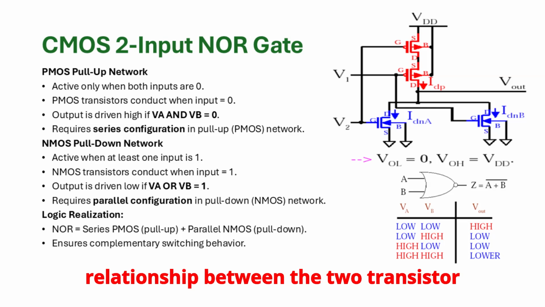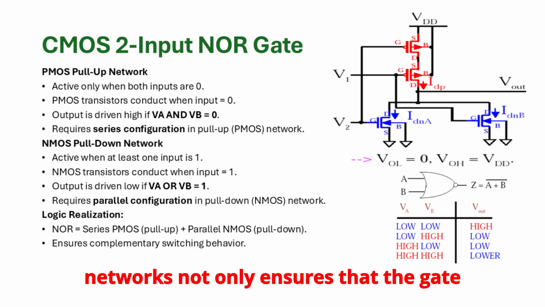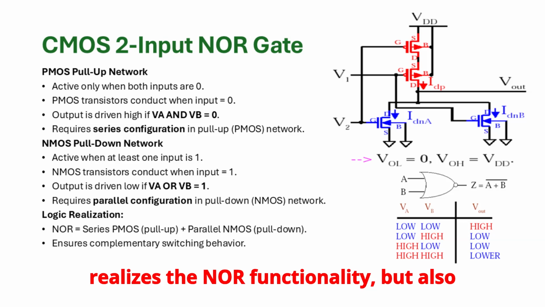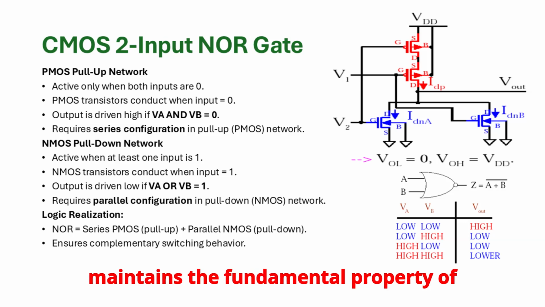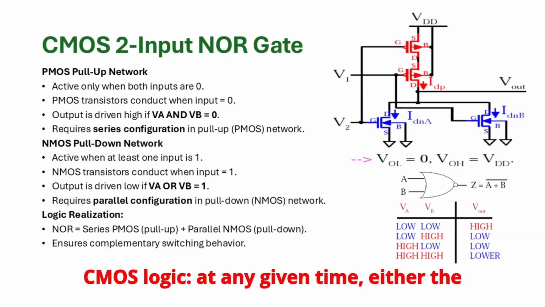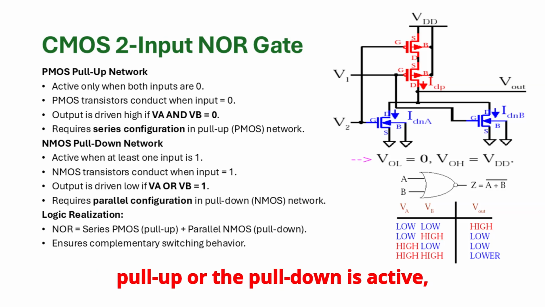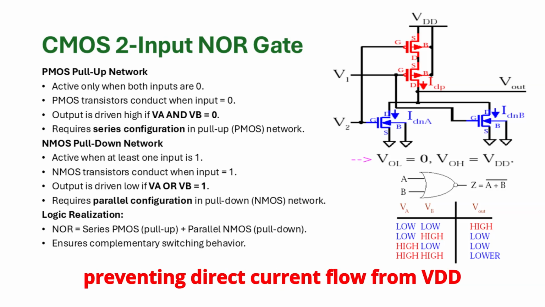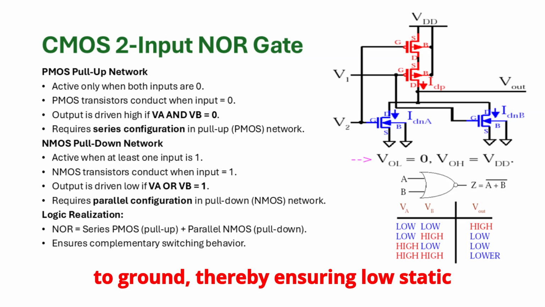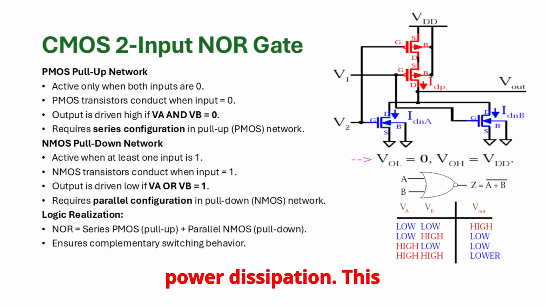This dual relationship between the two transistor networks not only ensures that the gate realizes the NOR functionality, but also maintains the fundamental property of CMOS logic. At any given time, either the pull-up or the pull-down is active, preventing direct current flow from VDD to ground, thereby ensuring low static power dissipation.